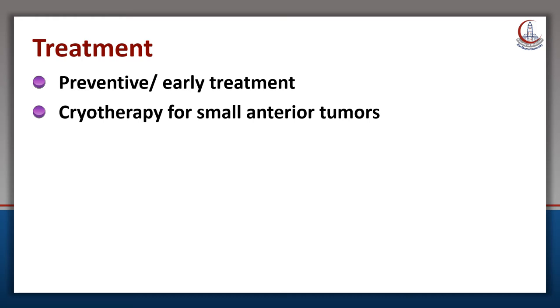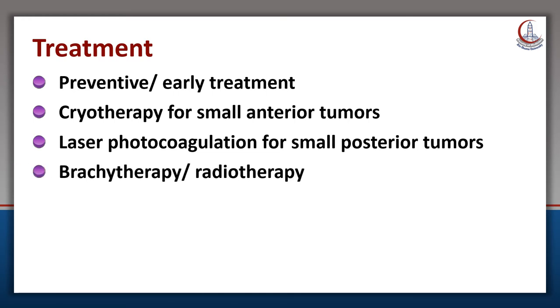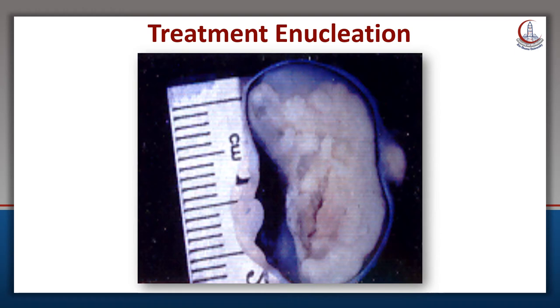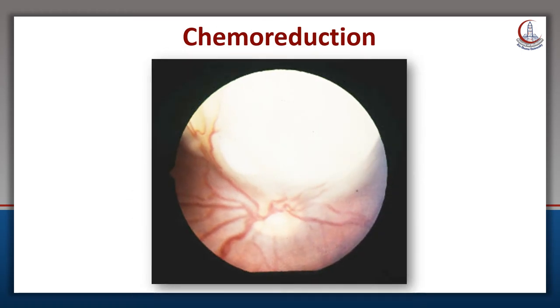Treatment is either preventive for siblings, early treatment with local therapy, cryotherapy for small anterior tumors, photocoagulation for posterior tumors, radioactive plaques, brachytherapy, or chemotherapy, or enucleation. Here, the case is for enucleation as this is a stage E tumor filling more than half of the eye with a small visual potential of the eye and a high risk for progression in spite of chemotherapy and local therapy, and the eye is sectioned, measured, and the optic nerve condition is recorded.